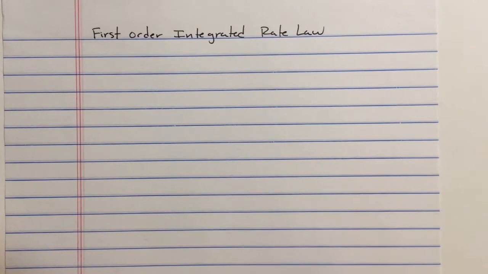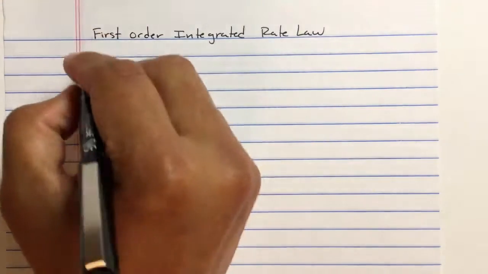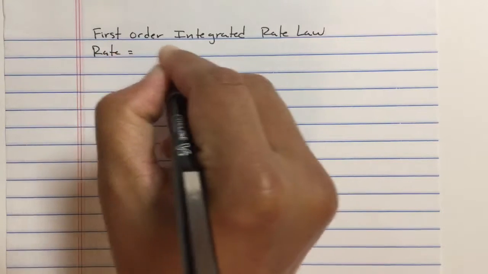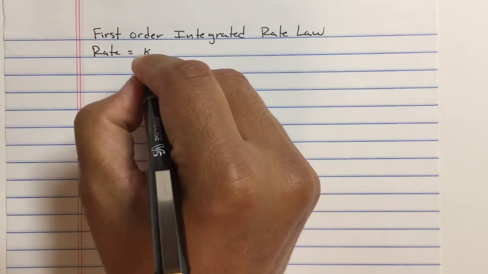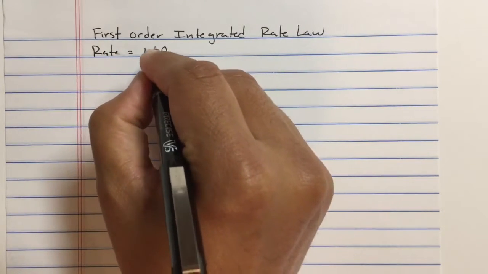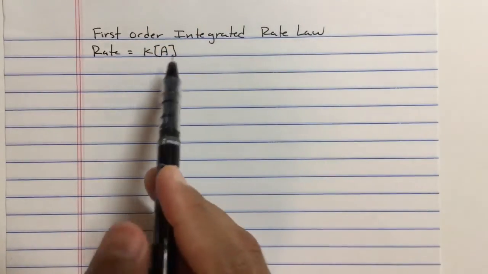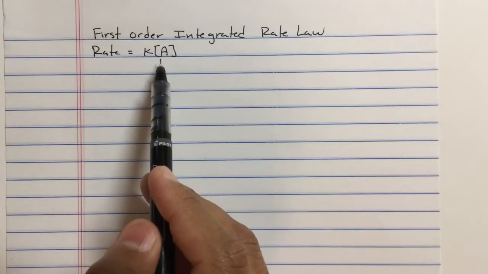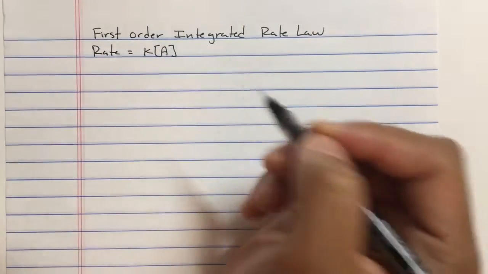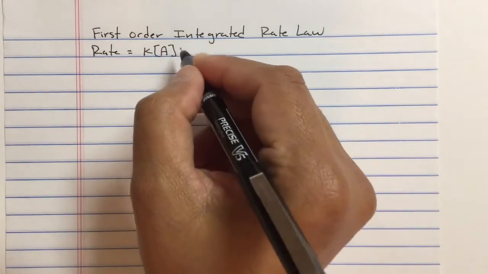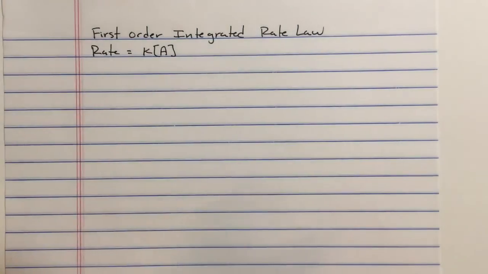So this video is a description of the first order integrated rate law. Recall that the rate law for first order is equal to the rate constant times some reactant in this general equation of just having one reactant raised to the 1. We don't write the 1, but we know that it's there.